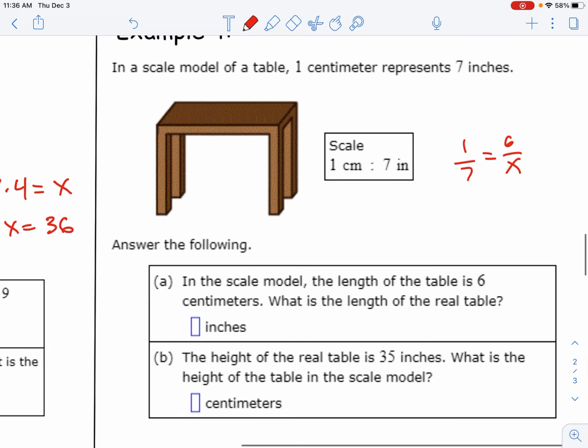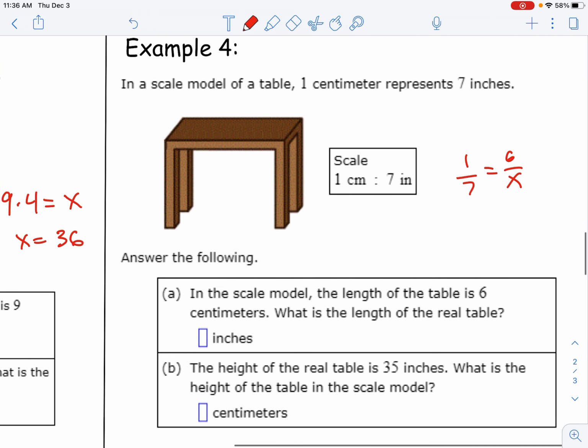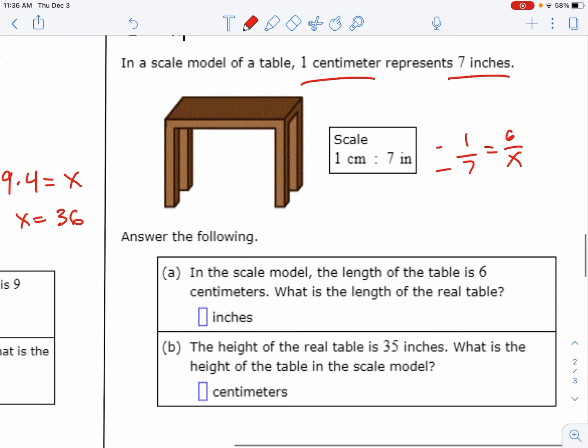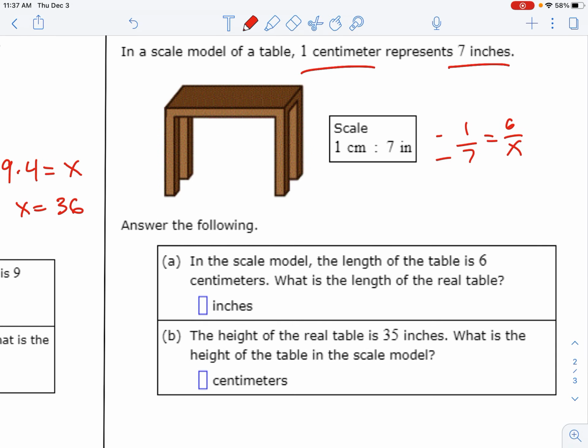Continuing here. Same idea. Our scale factor is going to be centimeters over inches. So centimeters over inches, 1 over 7. It says in the scale model, the length of the table is 6 centimeters. What is the length of the real table? So it's giving us in centimeters, and that's why we have that x on the bottom. We're trying to find that in inches. That's what we're looking for, right?